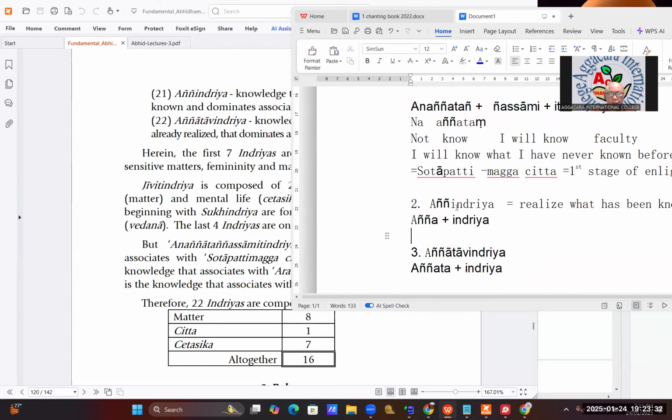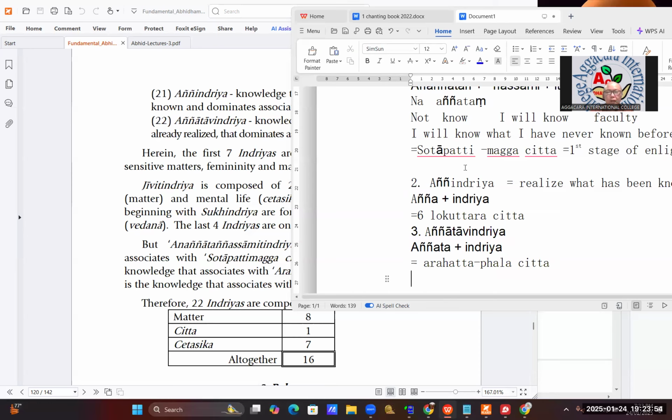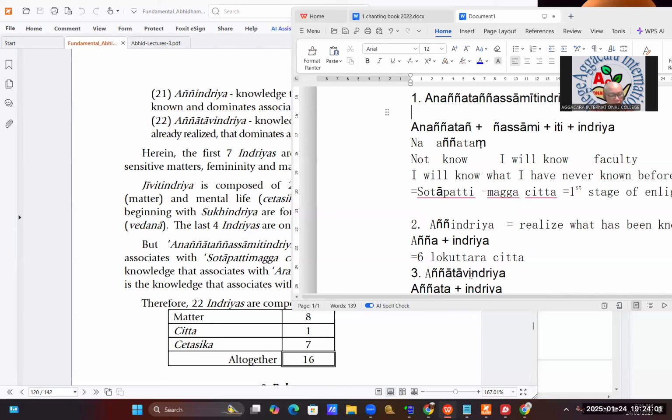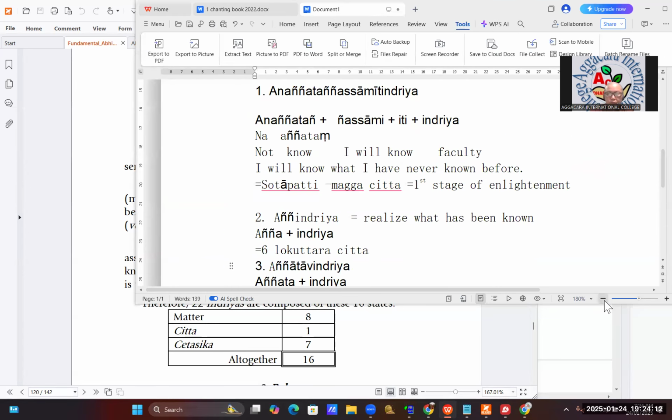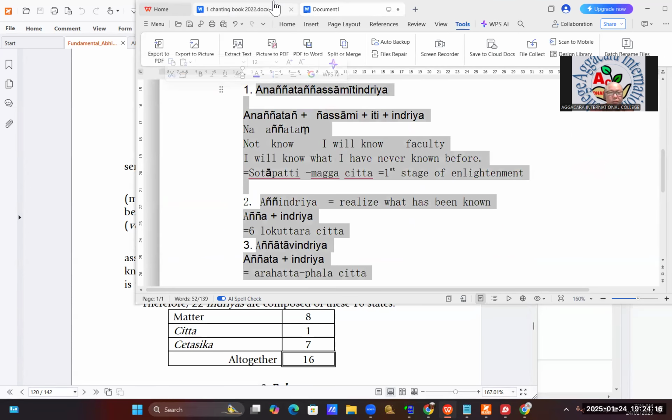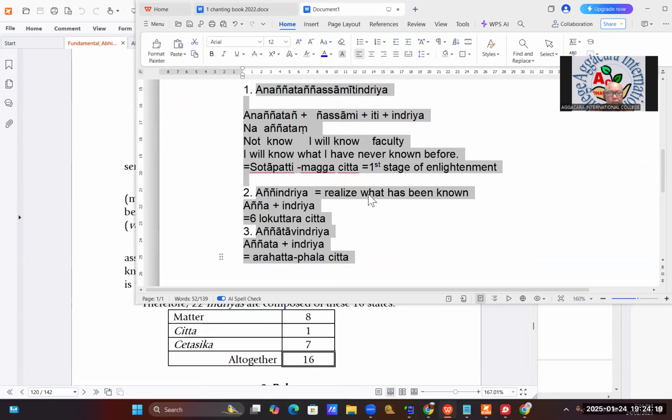So this one will be the sixth, lokuttara chitta. The last one will be on the arahata phala chitta. Okay, so you have three types of knowledge: the first knowledge, the second type, and the third knowledge. So the first one, second one, and third one.